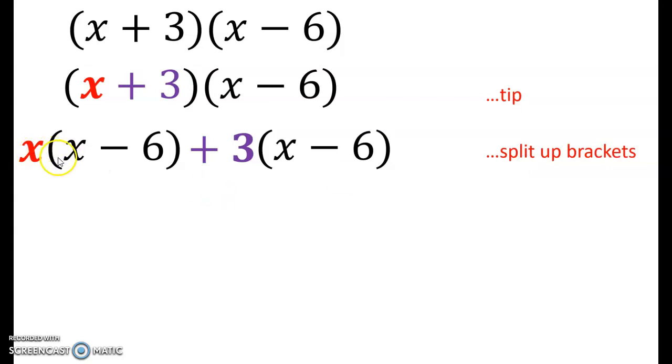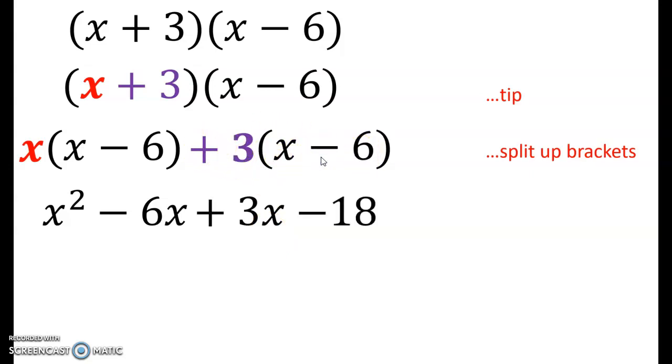Removing the brackets now, we've got x by x is x squared, x by minus 6 is minus 6x. Be careful of signs, plus by minus, so unlike signs give minus. And x by 6 is the same as 6 by x, 6x, 3 by x is 3x, and plus 3 by minus 6, be very careful here, plus by minus is minus, so unlike signs give minus, 3 by 6 is 18.